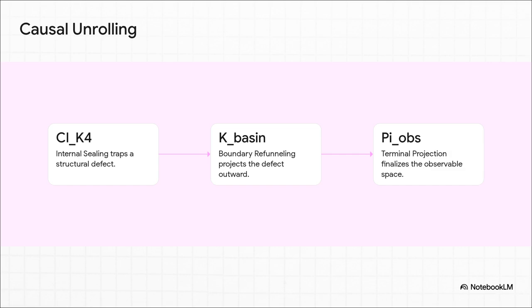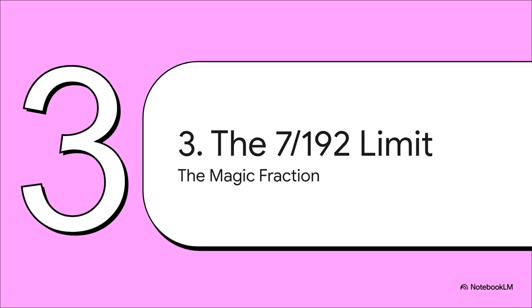First up, internal sealing traps the structural defect. Next, boundary refunneling acts kind of like an exhaust, projecting that defect outward to create observable space. And finally, terminal projection finalizes the observable boundary. These specific steps just execute, one right after another. Every single time they cycle, a literal tick of time passes and a pixel of space is generated. It's mechanical. Okay, moving to section 3, the 7/192 capacity limit, basically the magic fraction.